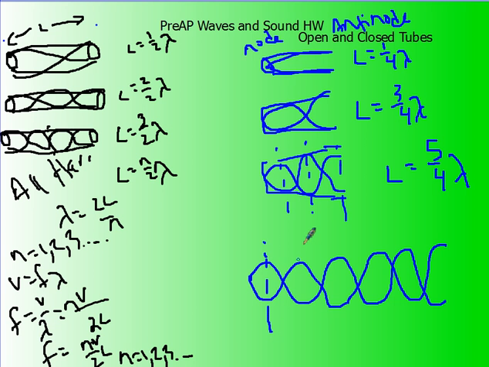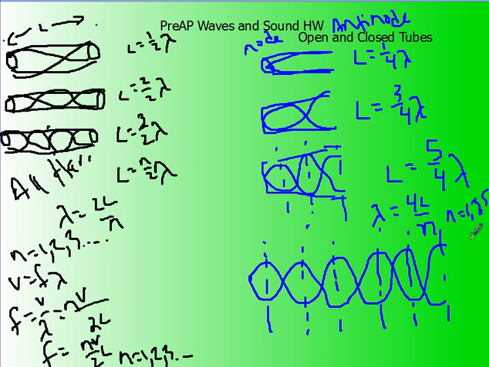This is 1/4, 3/4, 5/4, 7/4, 9/4, 11/4, etc. So for these, lambda is 4L over n, where n is 1, 3, 5, etc. It's odd.